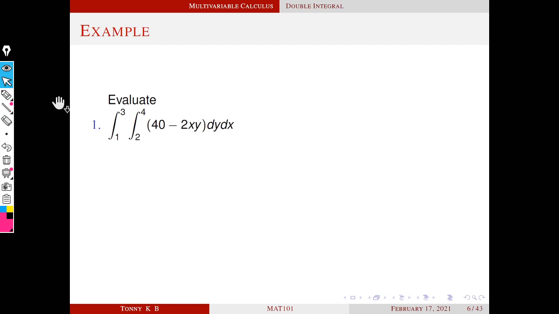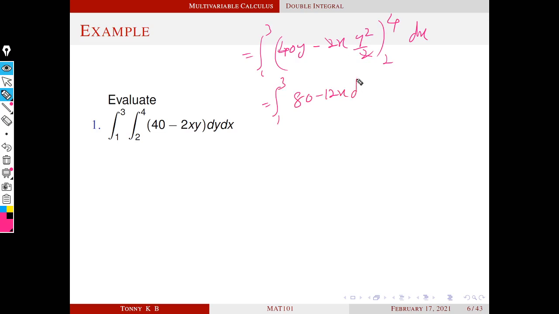So the resultant is integrated with respect to x. So how to integrate this expression? This is very easy, because first you integrate with respect to y, treating x as a constant. So this becomes integral 1 to 3. What about the integral of 40 with respect to y? That is 40y minus 2x, which is a constant because integration is with respect to y. So we can treat 2x as a constant, and y becomes y square by 2, from 2 to 4, dx. Okay, you can cancel these two and substitute the upper limit and lower limit. Then this becomes integral 1 to 3, and after simplification, 80 minus 12x dx.